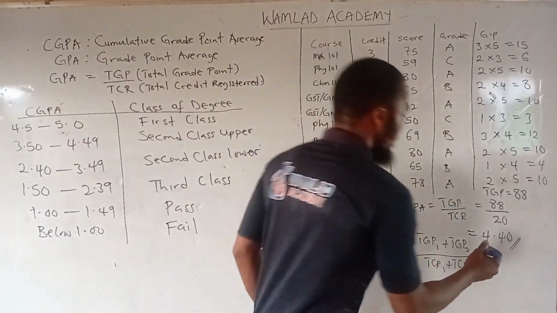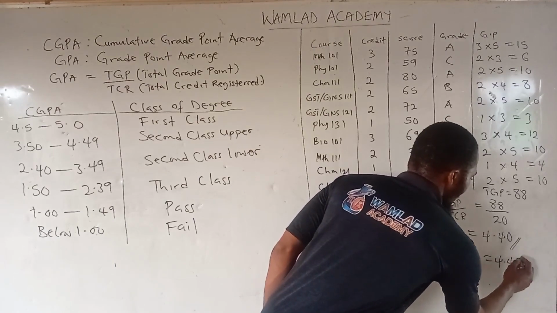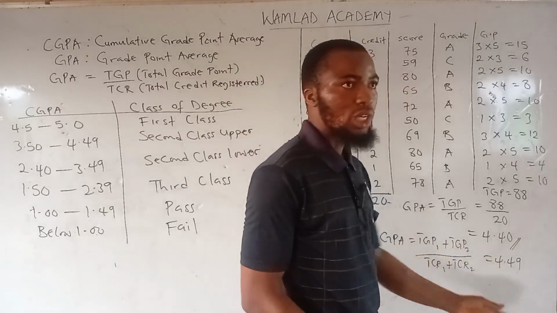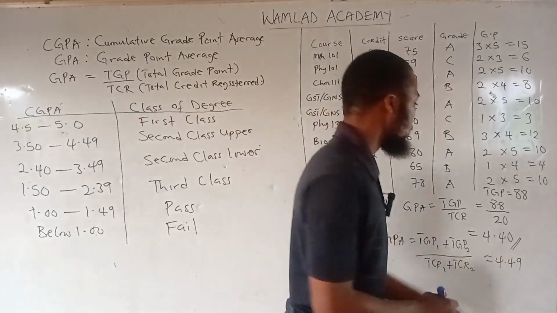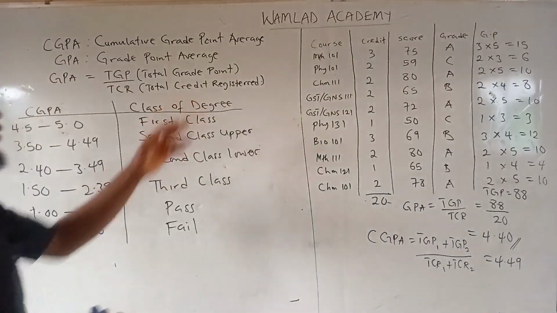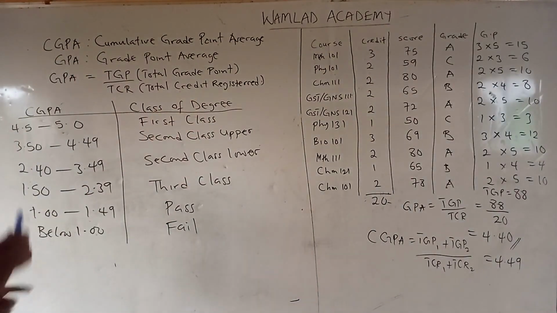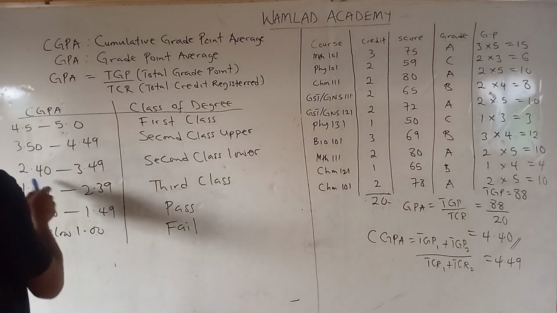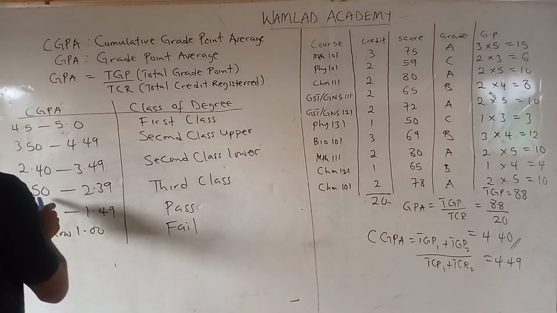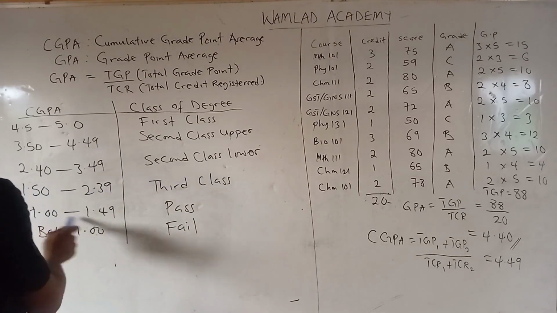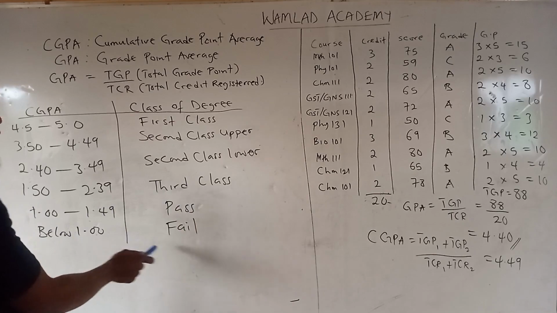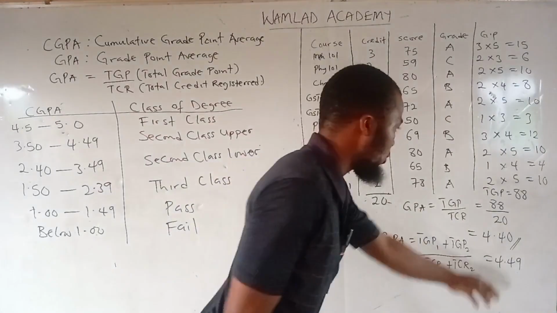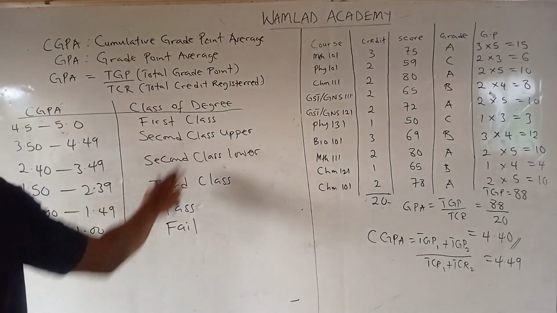Let's now assume that at the end of the day, you still get 4.49. So how are you going to know the class of degree you fall into? It's very simple. You come and check here. You have what they call the class of degree and CGPA. If your CGPA is between 4.5 to 5.0, that's first class. 3.50 to 4.49, second class upper. 2.40 to 3.49, second class lower. 1.50 to 2.39, third class. 1.0 to 1.49, pass. Below 1.0 is fail. So you can see this CGPA of 4.49 falls under second class upper.